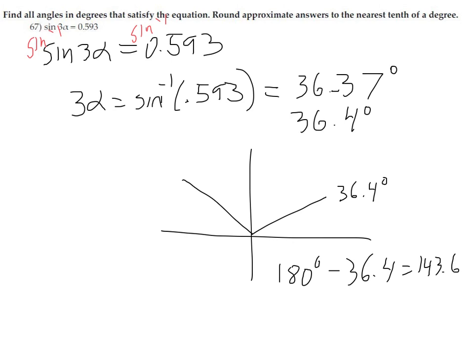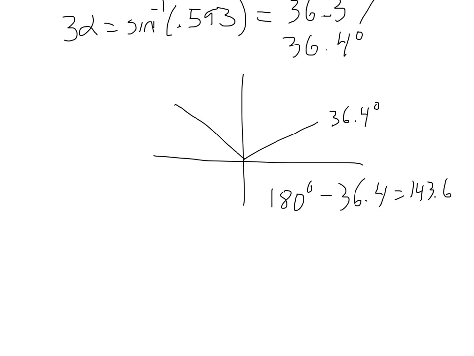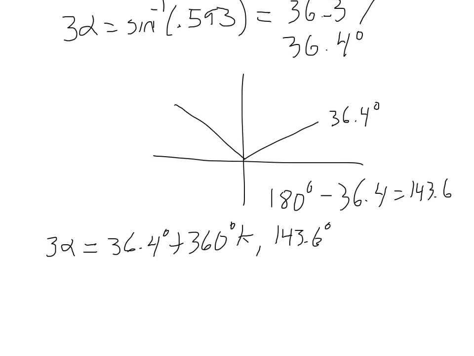So if I were to express our solutions in terms of 3 alpha, we would have these two answers for all real number solutions. We'd have 3 alpha equals 36.4 degrees plus 360 degrees K, and also 143.6 degrees plus 360 degrees K. So these are all these answers forever and ever and ever, and all these answers forever and ever and ever.